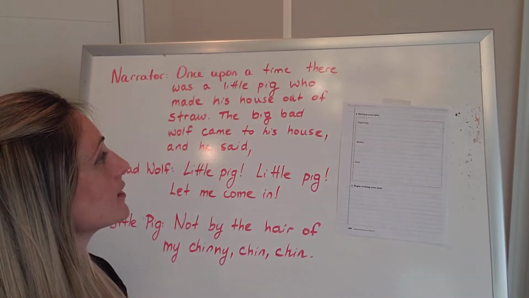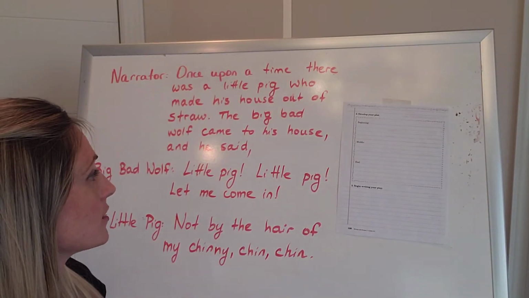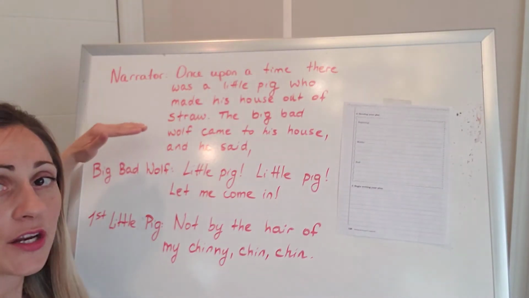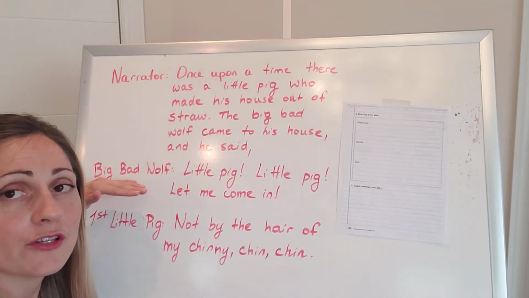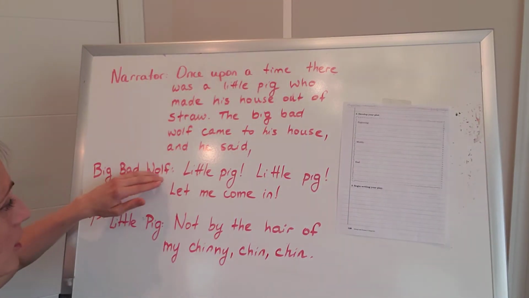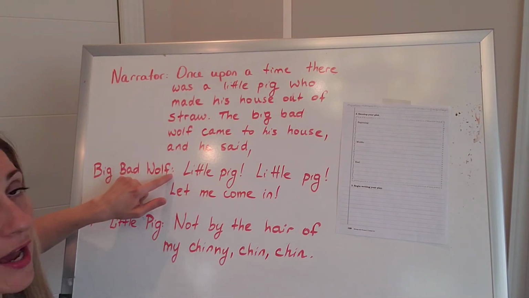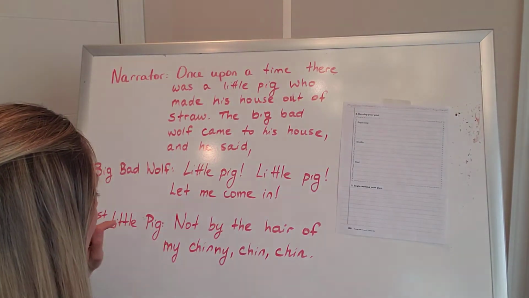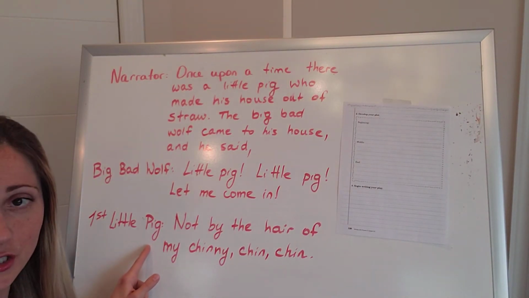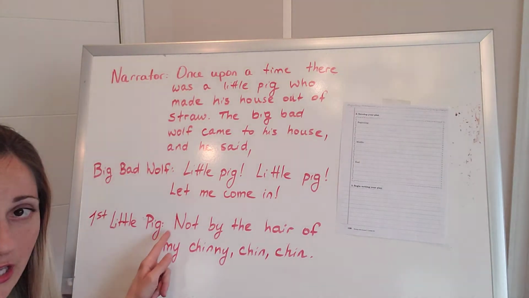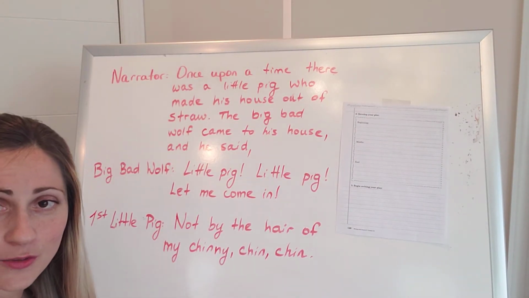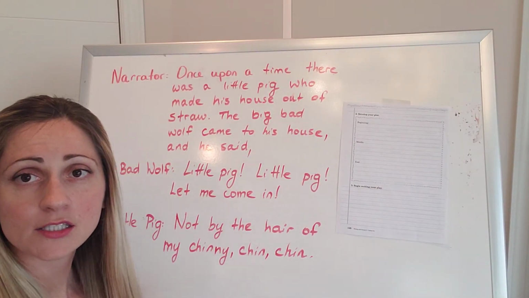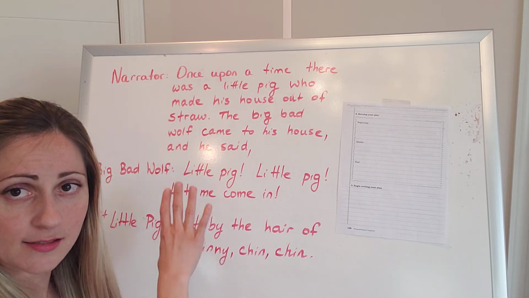Once upon a time, there was a little pig who made his house out of straw. The big bad wolf came to his house and he said, and then the narrator stops talking. The big bad wolf knows that it's his turn to talk because it's his name here, colon right there. And then the big bad wolf begins, little pig, let me come in. And then the first little pig knows that it's his turn to talk now because it's the character's name followed by a colon, and that's where the pig begins talking. Not by the hair of my chinny chin chin.